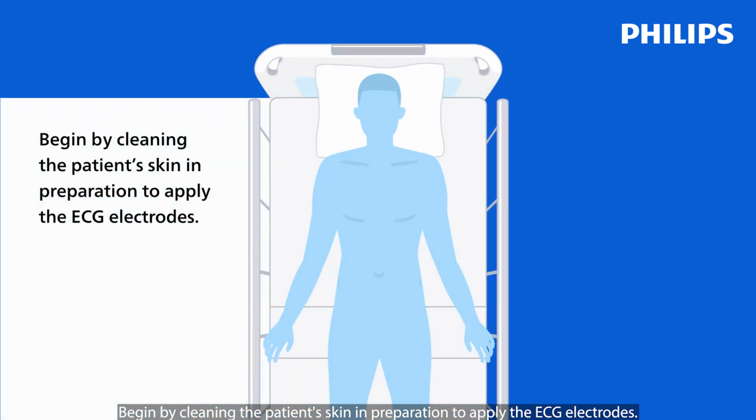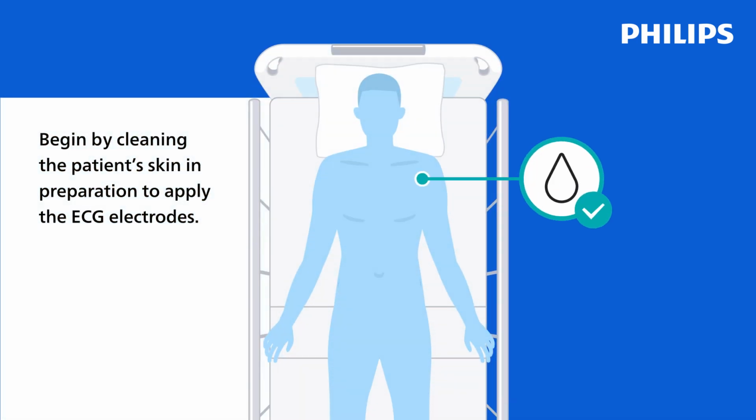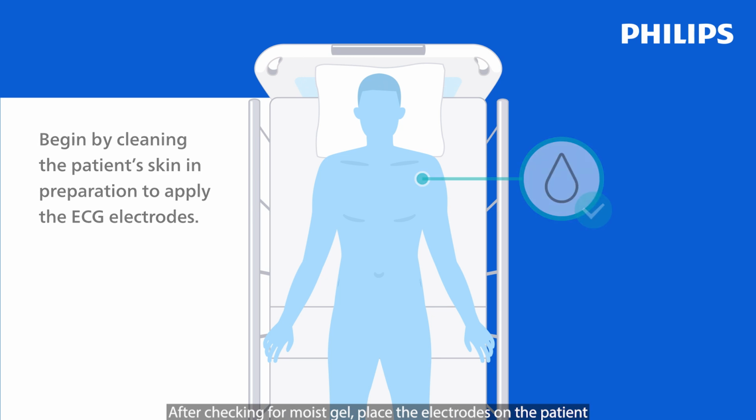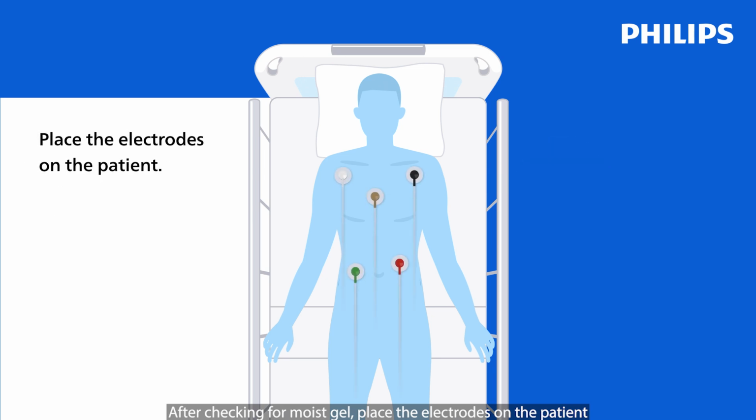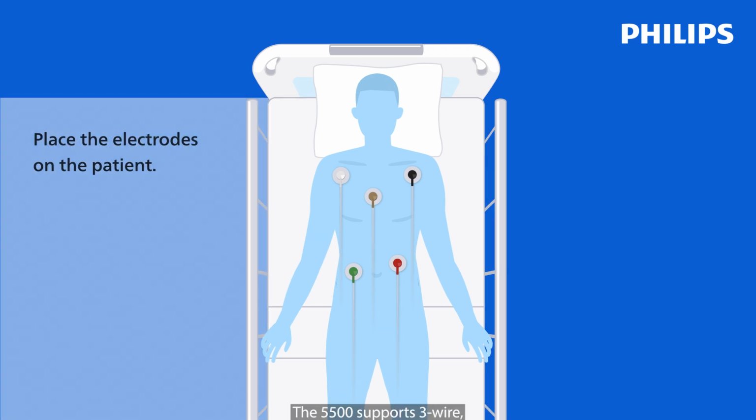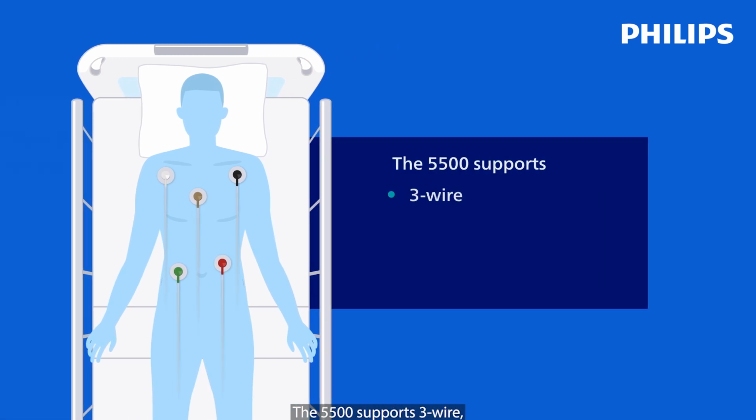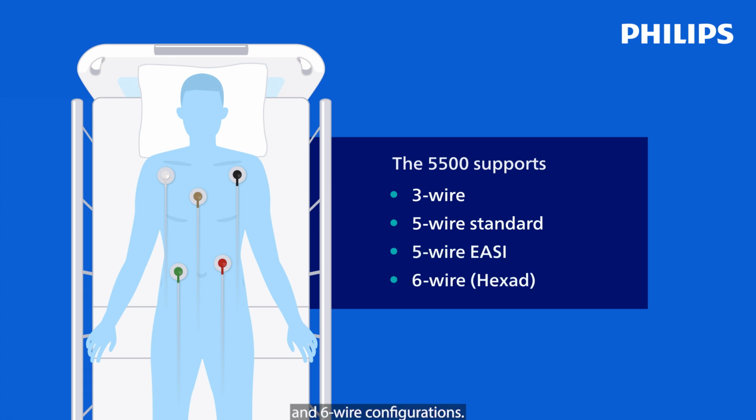Begin by cleaning the patient's skin in preparation to apply the ECG electrodes. After checking for moist gel, place the electrodes on the patient according to the lead placement that you have chosen. The 5500 supports 3-wire, 5-wire standard, 5-wire EASI, and 6-wire configurations.